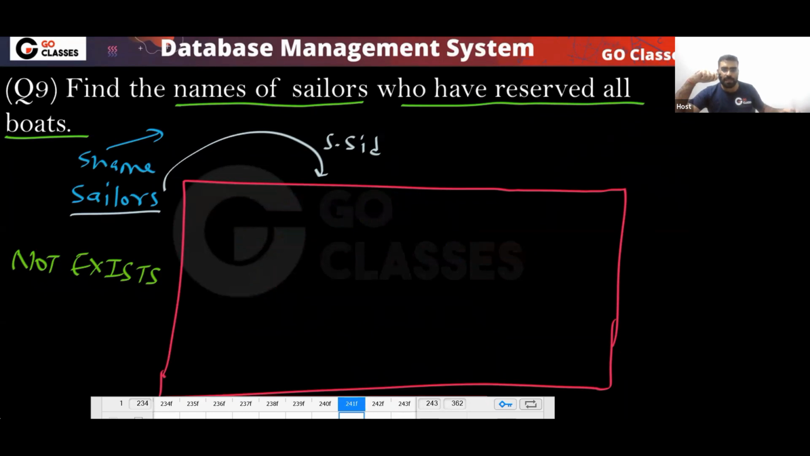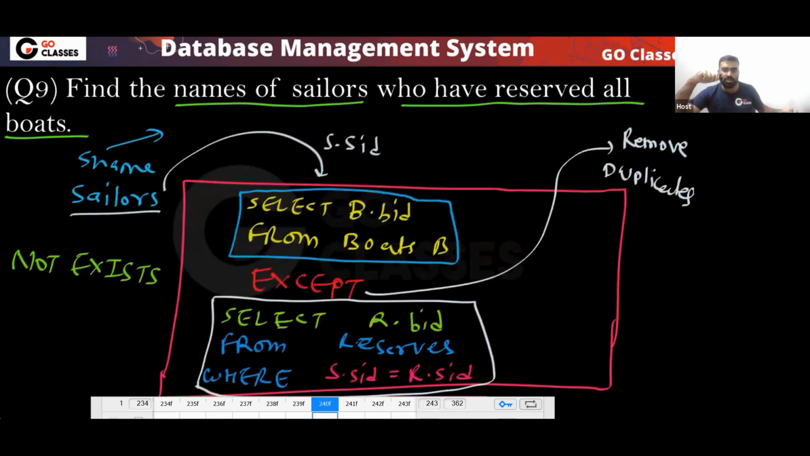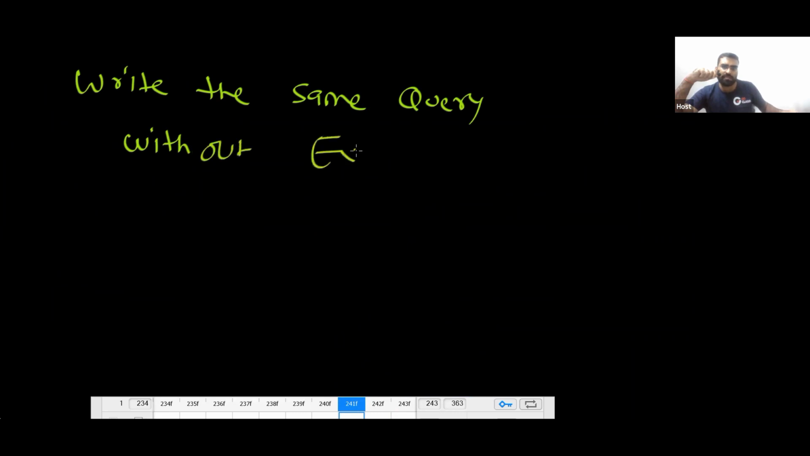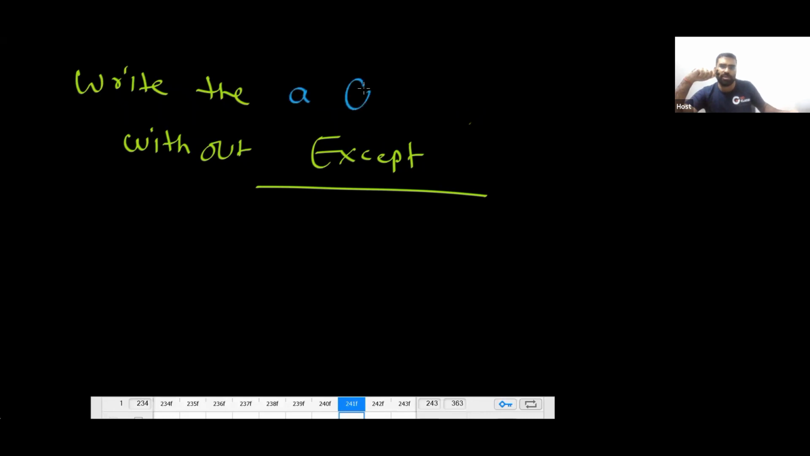Now there is another way. The same query you can write without except. Now write the same query without except. Write a correlated query without except. This is also very easy.